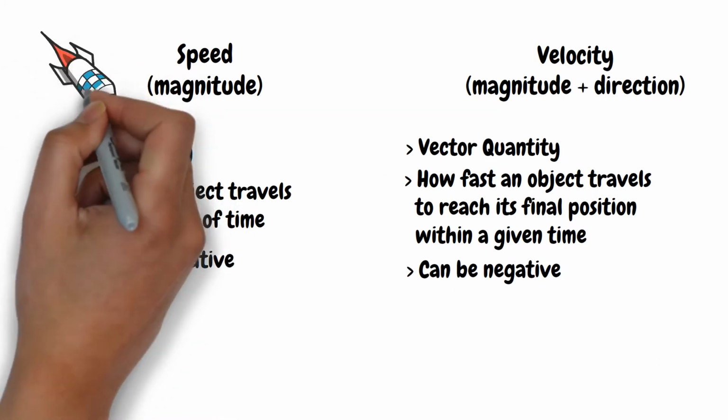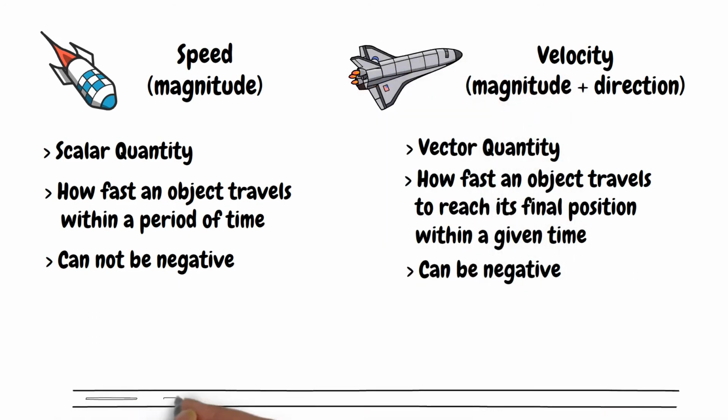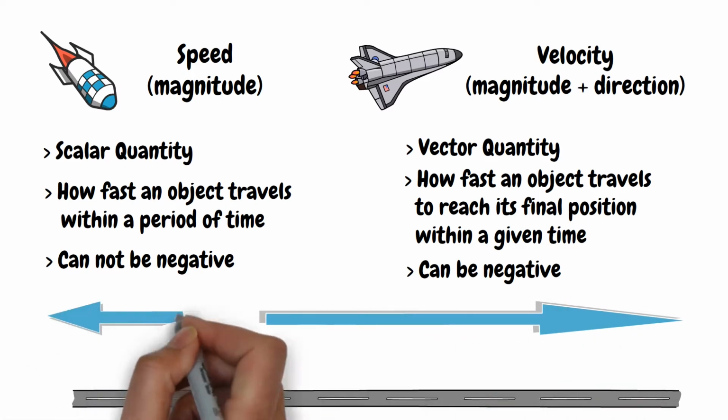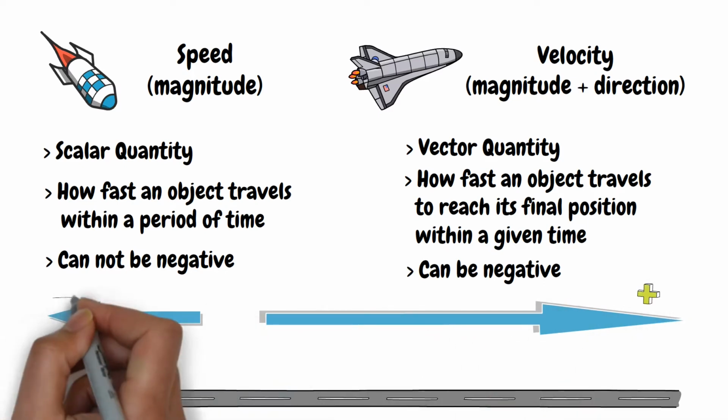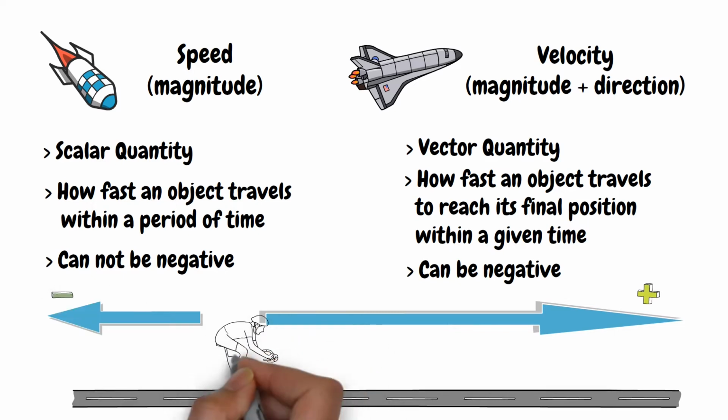You might be curious why speed can't be negative and velocity can. This is because speed is a scalar quantity. It has no direction. When the velocity is negative, it is stating that the object is traveling in the opposite direction. So for example, if traveling east is a positive velocity, then traveling west would be a negative velocity.